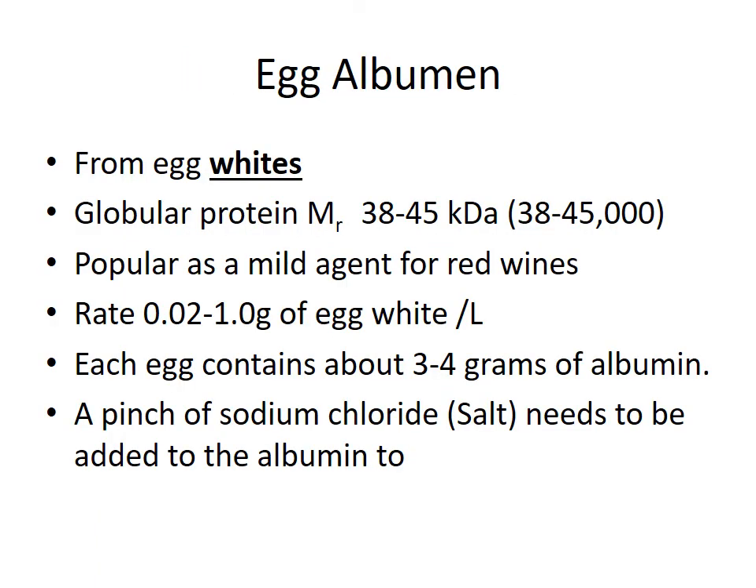From egg whites. Egg albumin is really simple. It's a globular protein. It's moderate in size. It is the most popular fining agent in the world. And we add a whole bunch of different rates of it, from 0.02 to 1 gram of egg white per liter. Each egg contains around 3 or 4 grams of albumin. The thing that's important with egg albumin is you always have to add a little sodium chloride, salt, or potassium chloride, in order to get the proteins broken down and able to work in your wine.